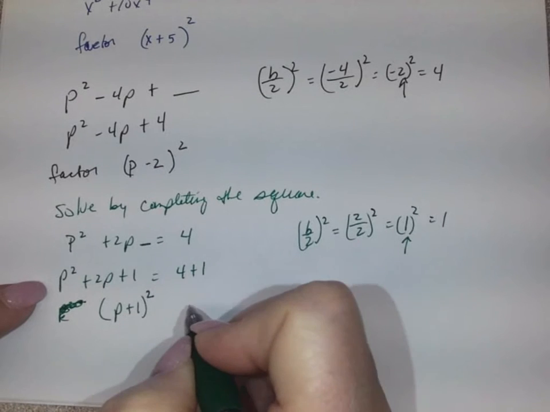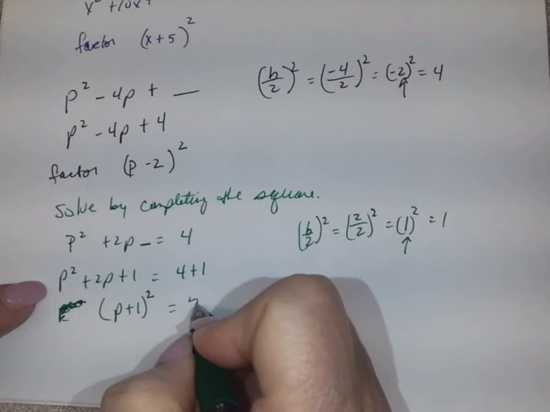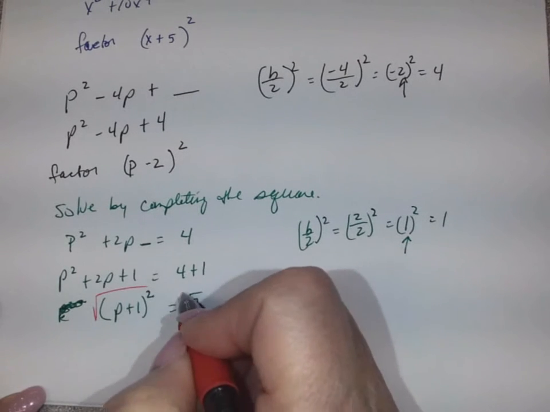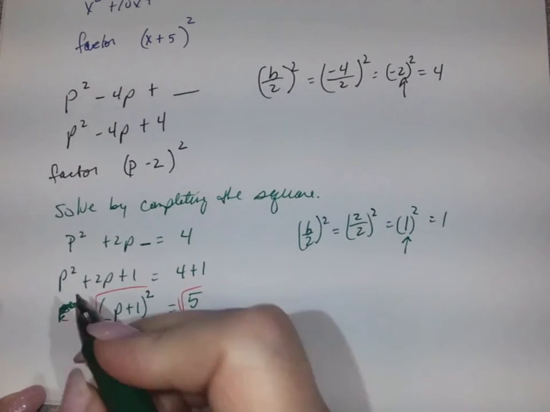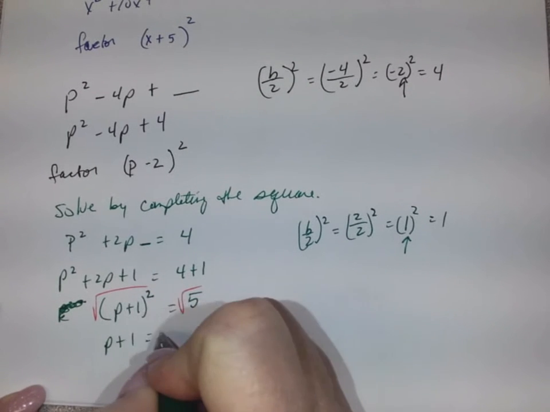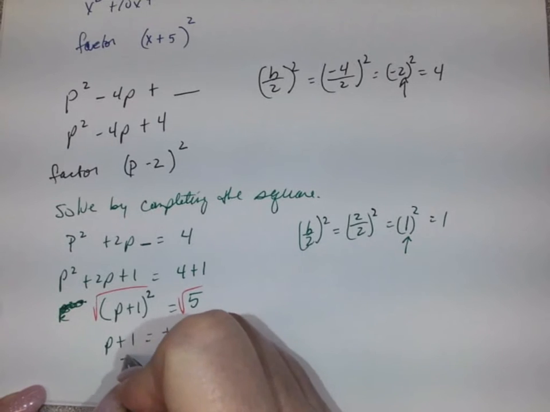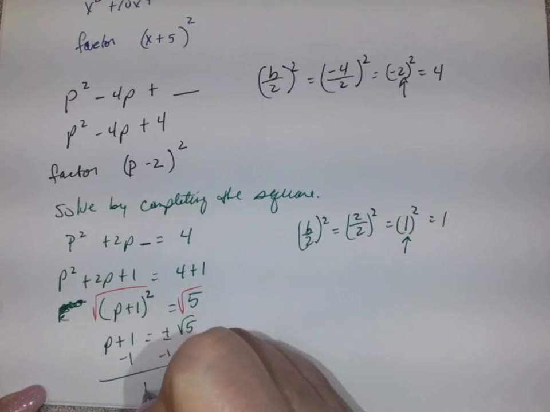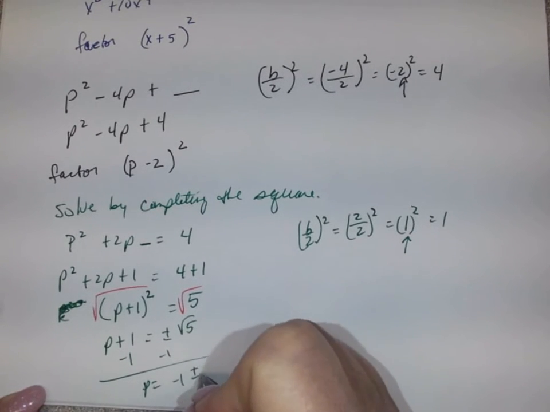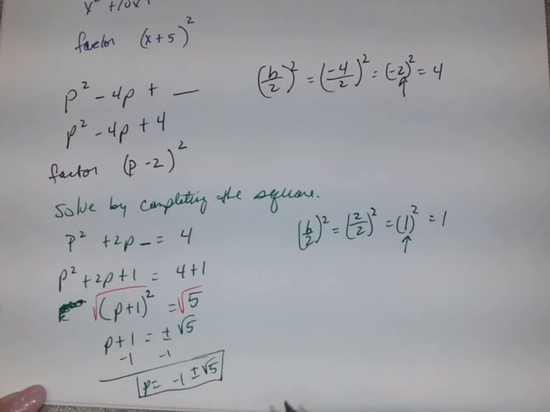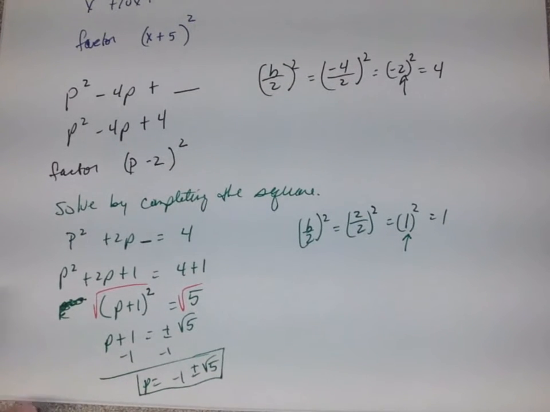So now what we'll do is we'll come in and take the square root of both sides, and we end up with p plus 1 equals plus or minus the square root of 5. Subtract 1 from both sides, and we get p is equal to negative 1 plus or minus the square root of 5. So this would be the solution in completing the square, and we're using the steps that we used in the previous problem. All right, so let's go look at another problem.